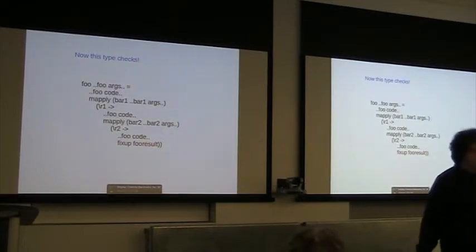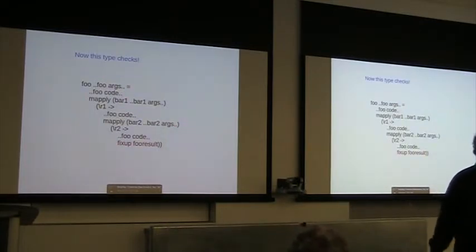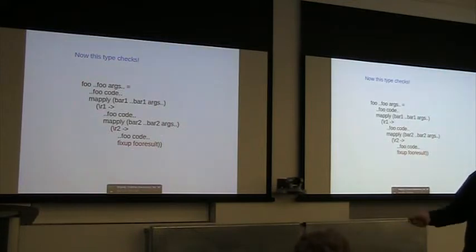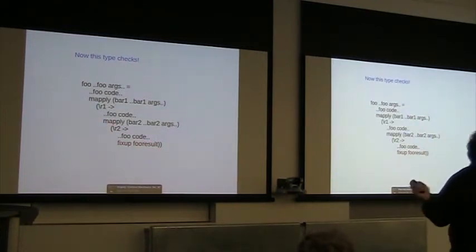So the fixup returns a closure that ignores its argument. So this allows us to go, this now type checks. This now returns a new arg type. Does this make sense?